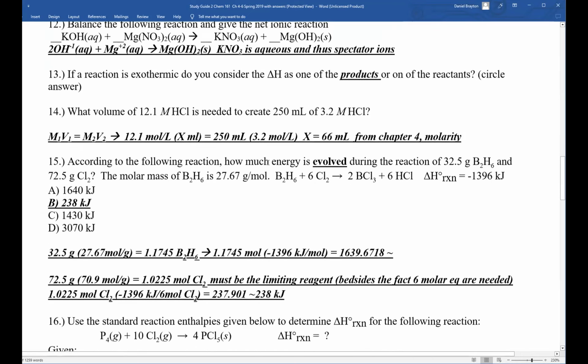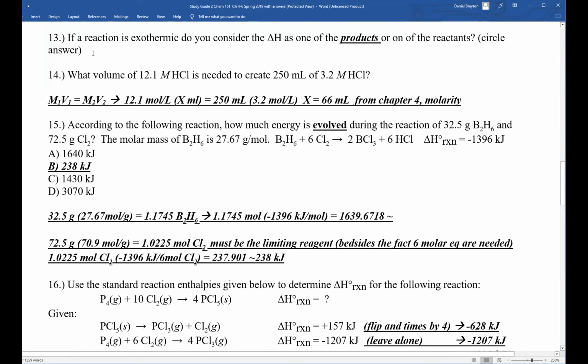13, we're back to heat, the thermodynamics. For reactions that are exothermic, do you consider the heat as one of the products or on the reactant side? Circle the answer. So another 50-50, but for delta H, if it's exothermic, the heat is a product, right? And we see that again in those energy diagrams. In an endothermic one, heat is a reactant. Without the heat, you'll never get to the products.